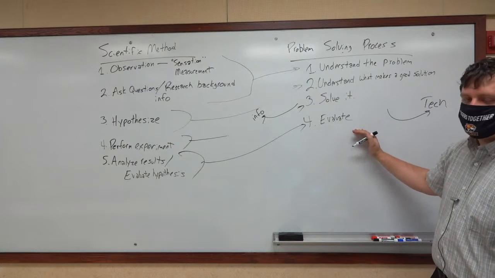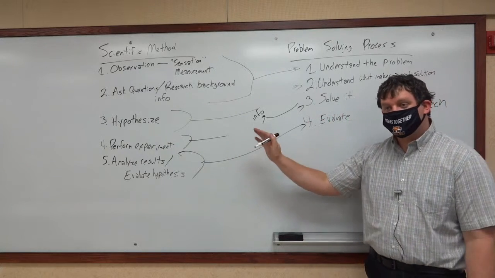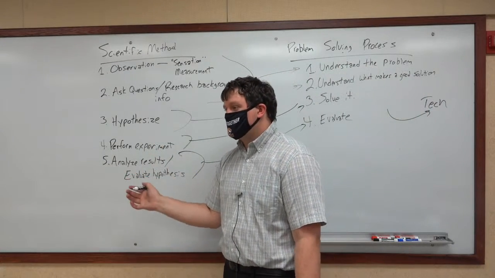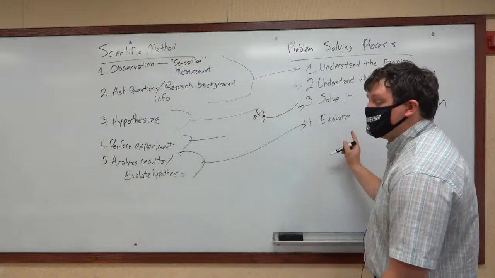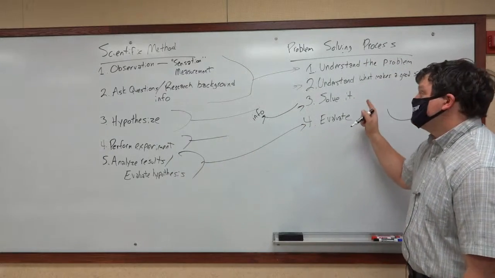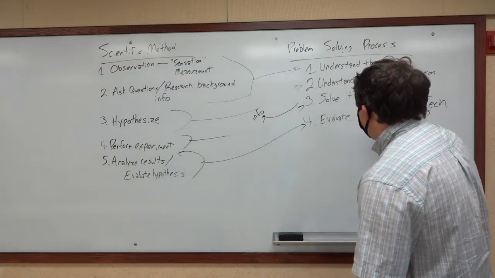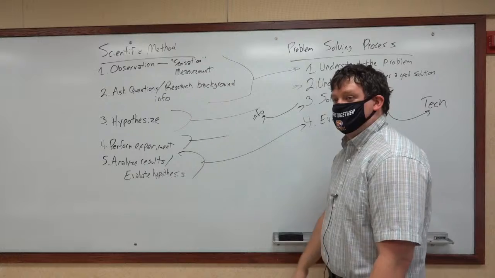When you use the problem-solving process to learn something, you're effectively doing the scientific method. The scientific method is very rigorous in how it's set up, but it's set up exactly like the problem-solving process. You have to understand what's wrong. You have to understand how to know whether or not it's good.